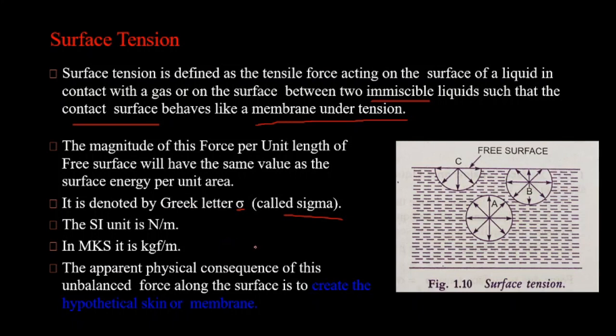So here, the main apparent physical consequence of this unbalanced force along the surface is to create a hypothetical skin or membrane. So see the figure here. Consider these molecules A, B, C of a liquid in this mass of liquid. ಇದು ನೀರಲ್ಲಿದೆ ಅಂತ ತಿಳ್ಕೊಳ್ಳಿ. So this molecule A is attracted in all the directions.